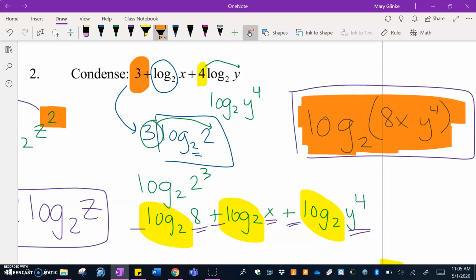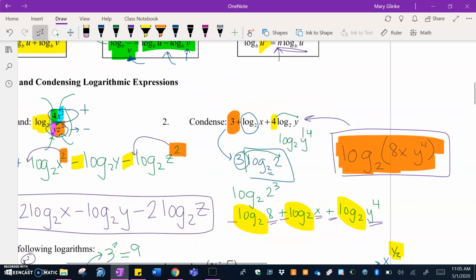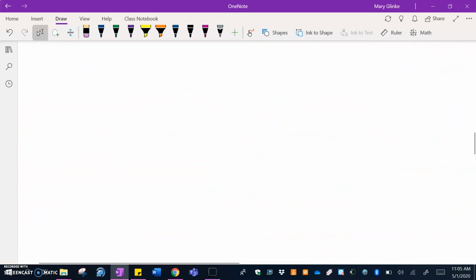And here's the great news with this. You can definitely see-saw on this, and whatever you just did, undo it. So take log base 2 of 8xy to the 4th and see if you can expand that out. You should end with what you started with. Let's go ahead and take a look at a couple more examples here.